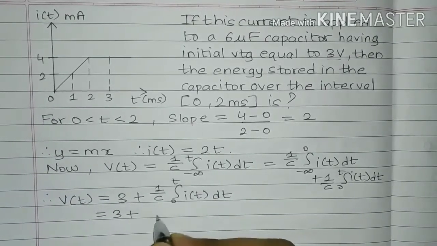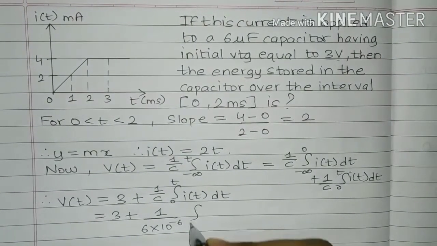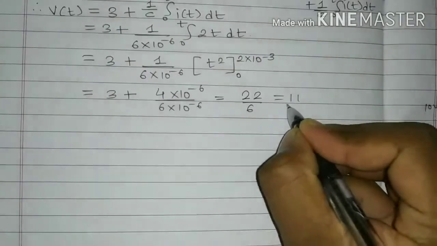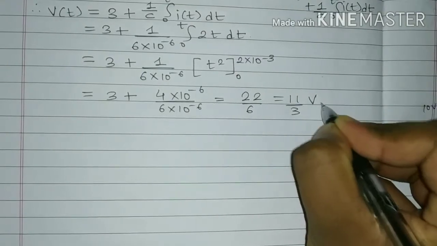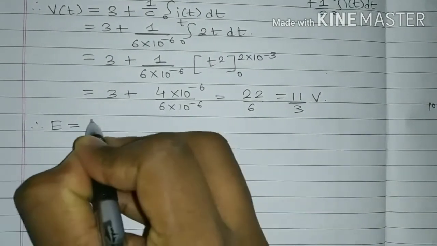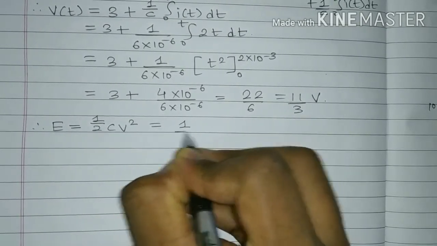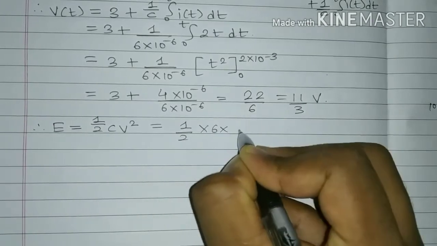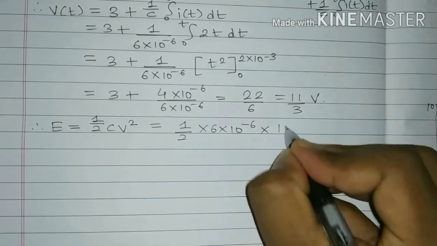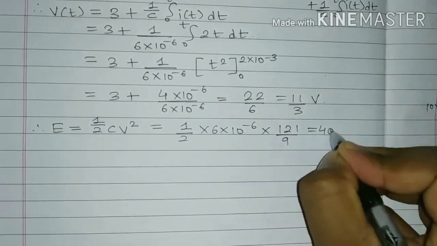is equal to 3 plus 1 upon 6 into 10 raised to minus 6 integration of 0 to t 2t dt. On solving the integration and putting the limits from 0 to 2 milliseconds, we get the voltage as 11 upon 3 volts. Now the energy E is equal to half CV square, which is equal to 1 by 2 into 6 into 10 raised to minus 6 into 121 upon 9, which turns out to be 40.33 microjoules.